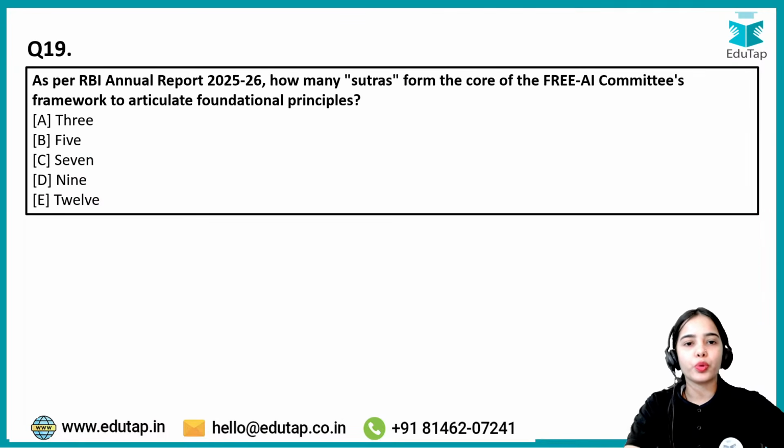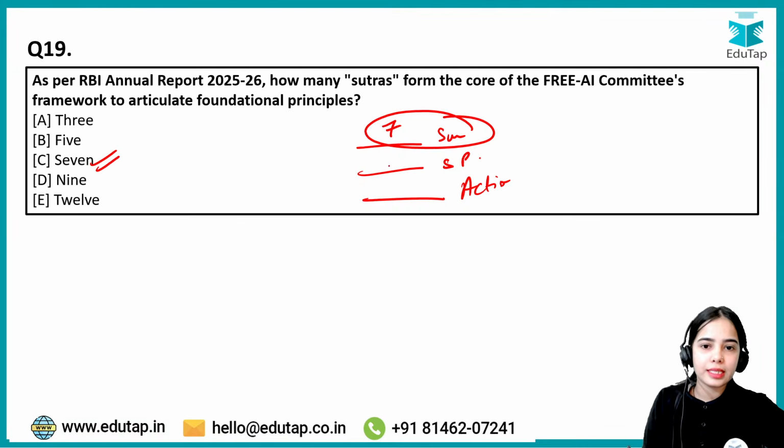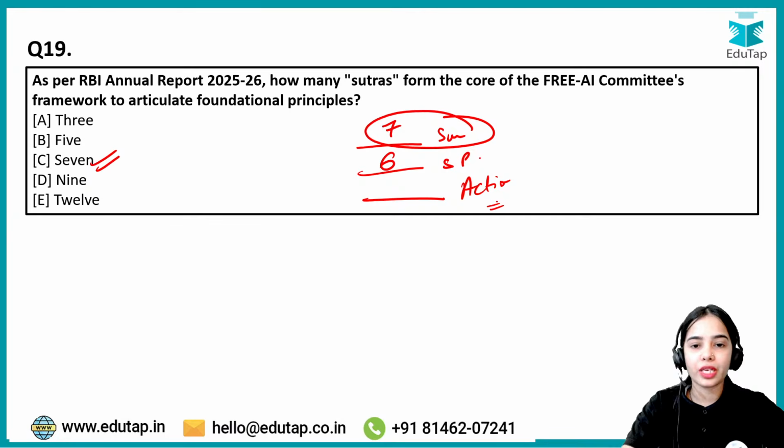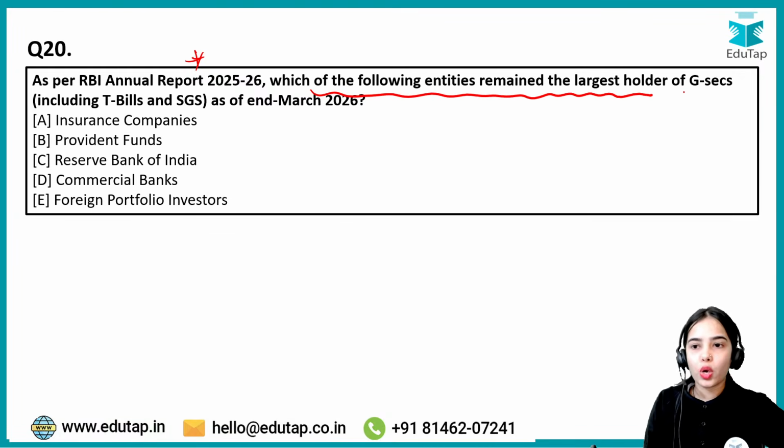As per RBI Annual Report 2025-26, how many sutras form the core of the pre-AI committee's framework to articulate foundational principles? So dash sutras, dash strategic pillars, dash action points. So how many sutras are there? 7 sutras, 6 strategic pillars, and how many actions? 26. Chalo.